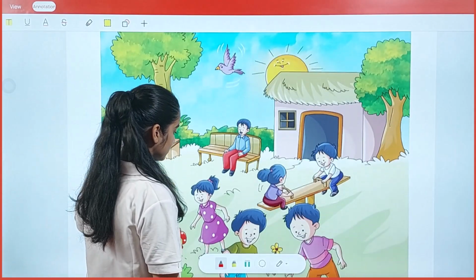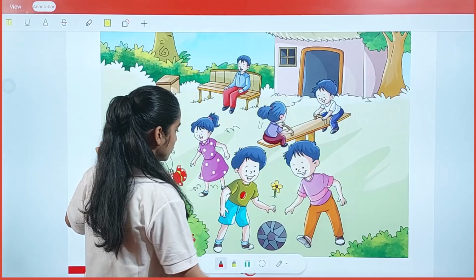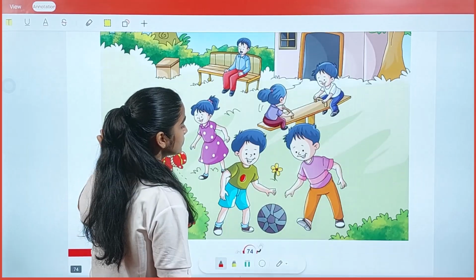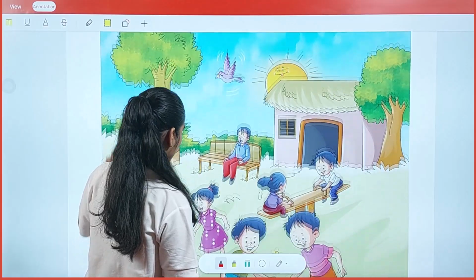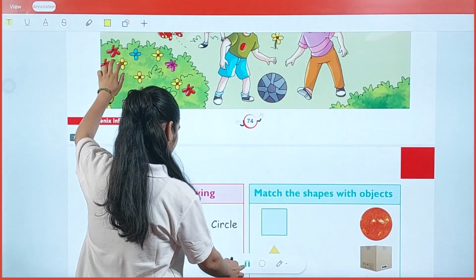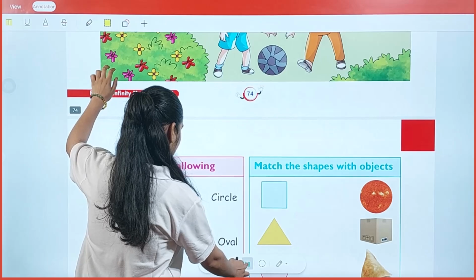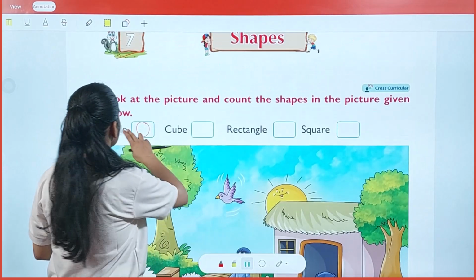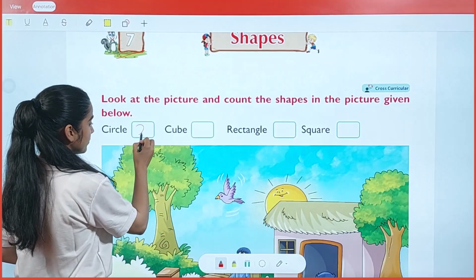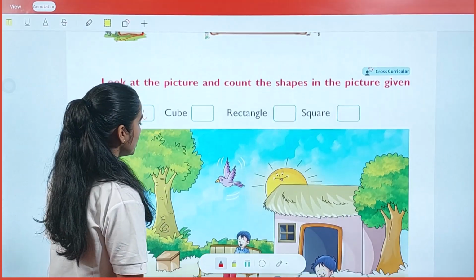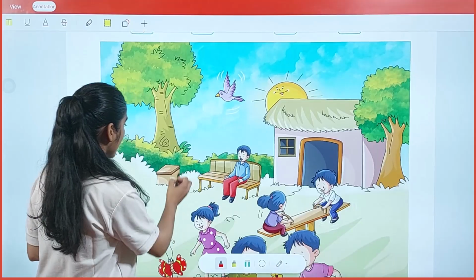One. Only one. Two. Only two. Okay. So we have two circles. Then how many cubes do we have? One cube.